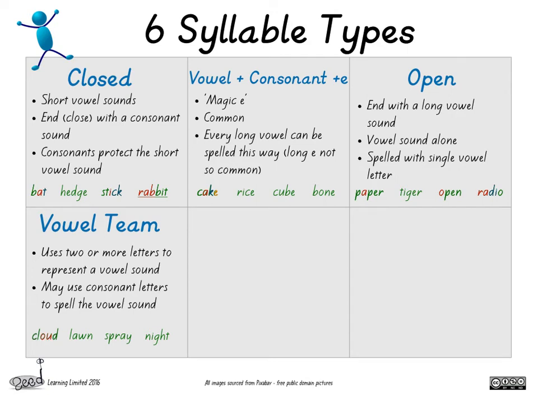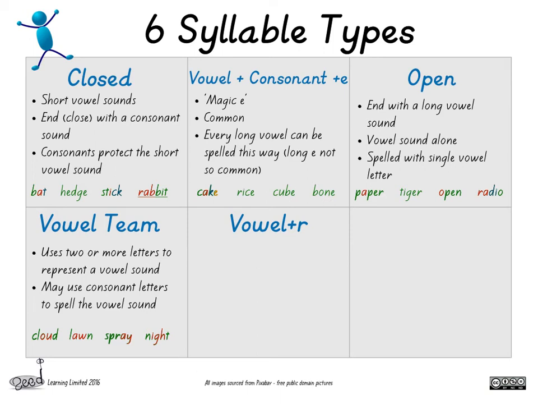In the word cloud, we see the letters O and U working as a team to spell the ow sound. The AW in lawn is an example of a time where a consonant letter is used to spell a vowel sound. The sound is aw. In spray, we see the letters AY working as a team to spell the long A vowel sound. And in night, we see the letters IGH working together to spell the long vowel sound I.